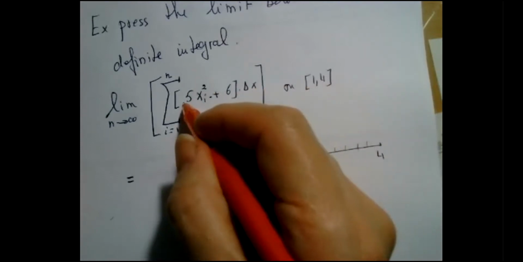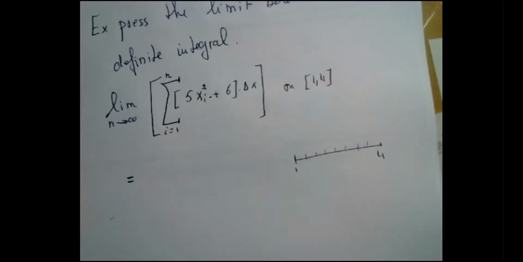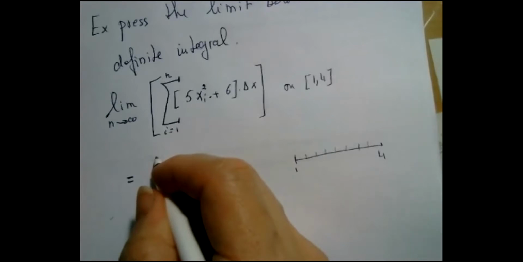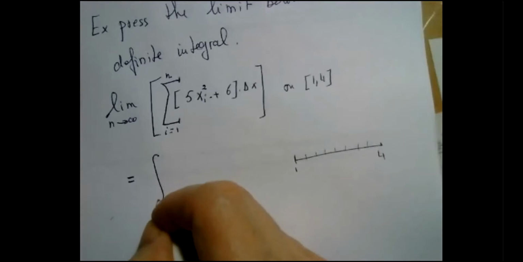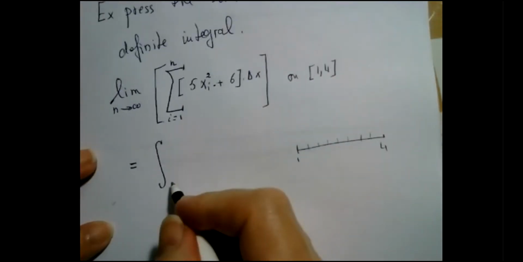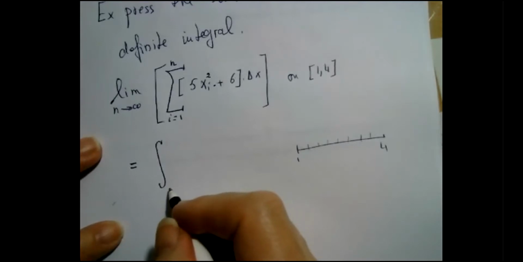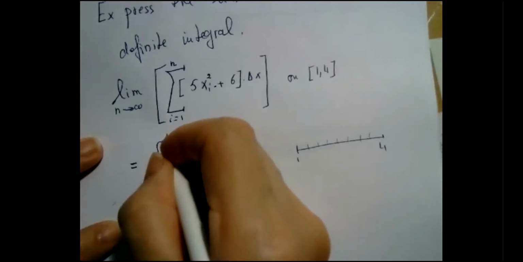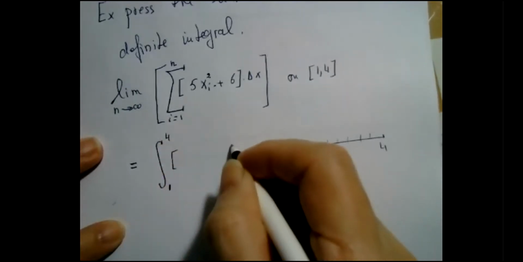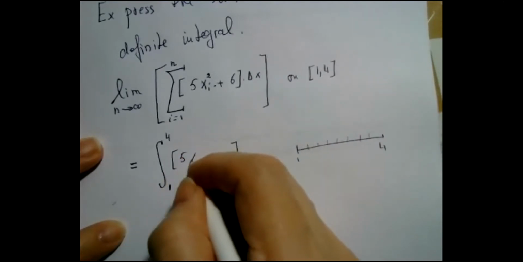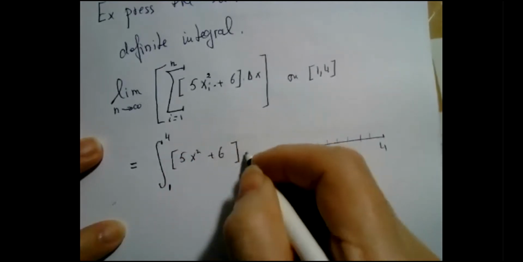Would it be the summa? Yeah. Go ahead, Christopher. Would it be the summa where we use that little s thingy? Integral. Integral. Sorry about that. No, you don't have to apologize. Integral. From where to where? We put 1 on the bottom and 4 on the top. Right. What's the function? 5x squared plus 6, dx.